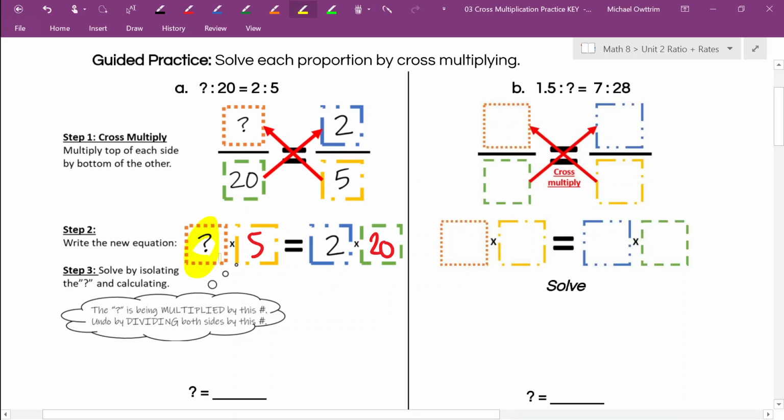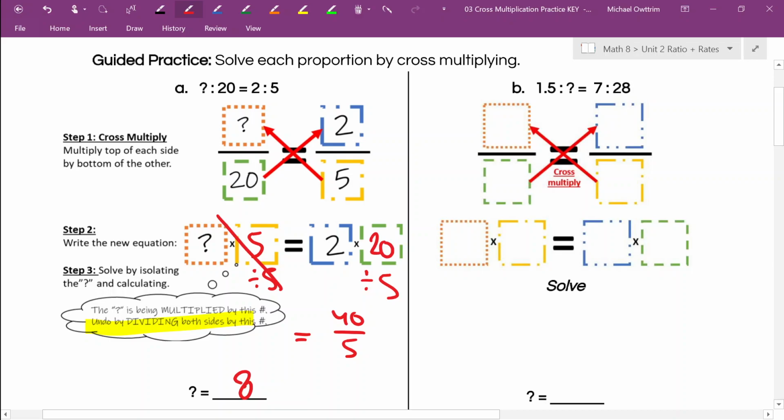So here's our question mark. It is currently being multiplied by 5. To isolate it, we need to undo that, and we undo multiplying by 5 by dividing by 5. So we'll divide both sides by 5. Now our times 5 and divide by 5 on the left side cancel out, leaving us with just our question mark. And on the right side, we have a calculation to do. So 2 times 20 is 40, and 40 divided by 5 gives us our answer of 8.